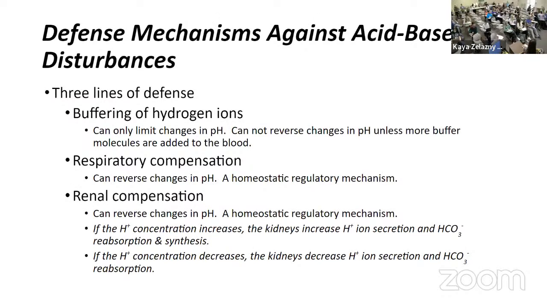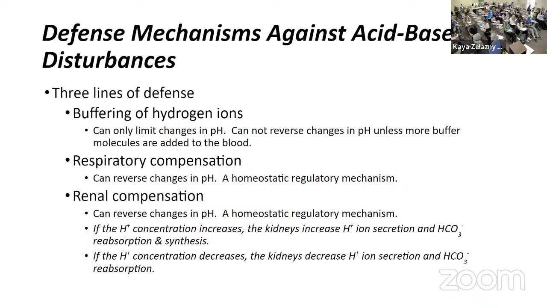Okay, so to fix pH disturbances, we have 3 lines of defense. So 3 things we can do to fix it before this leads to really, really serious side effects. Okay, so the first is that we can buffer out our hydrogen ions. So a buffer is something that acts like a sponge, right? It can soak something up, or it can squeeze something out. So we're going to have chemical buffers in our blood that are able to limit changes in pH by binding on those hydrogen ions in situations where we have too many of them. But they can only limit the changes in pH. They can't fully reverse them.